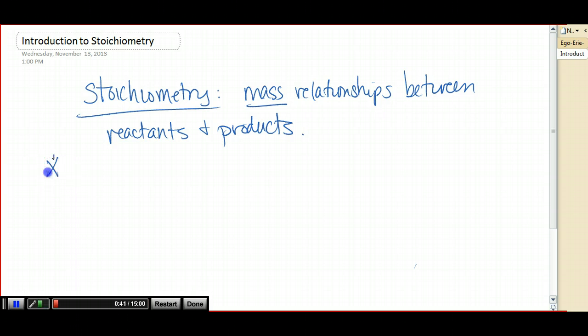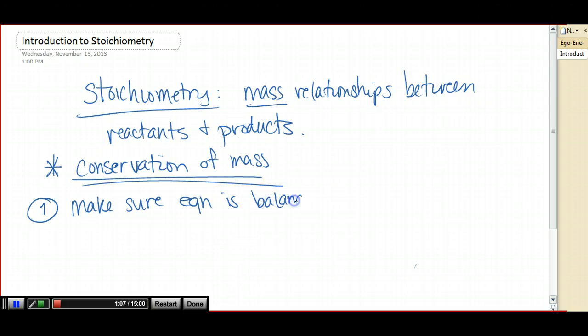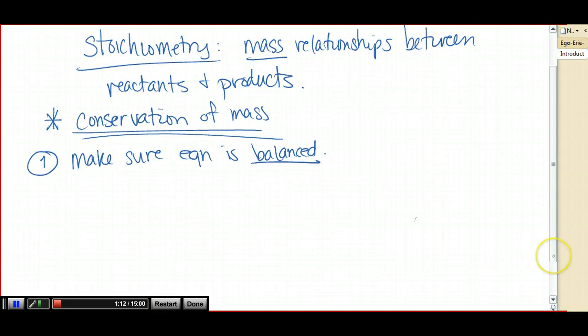The big thing you need to know is that with balancing reactions and stoichiometry, this is all about conservation of mass. This is a big key factor here, okay? All right, so the first thing you need to do before step number one in any stoichiometry problem is make sure you're starting with a balanced equation. Never try to do stoichiometry unless your equation is balanced because you won't get the right answer.